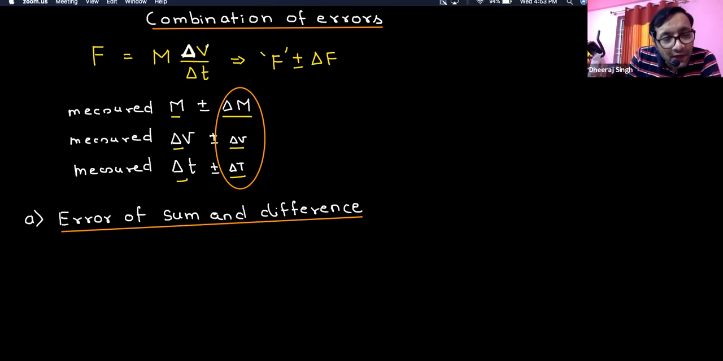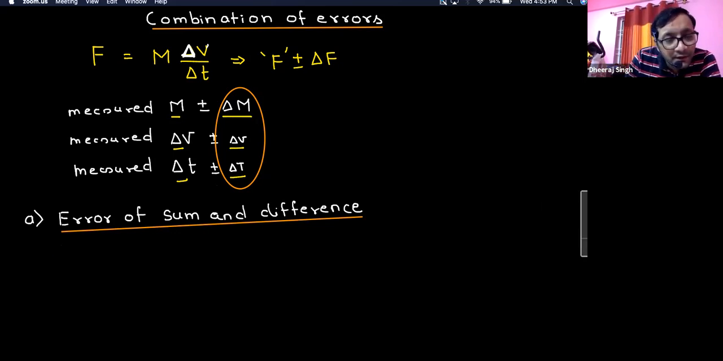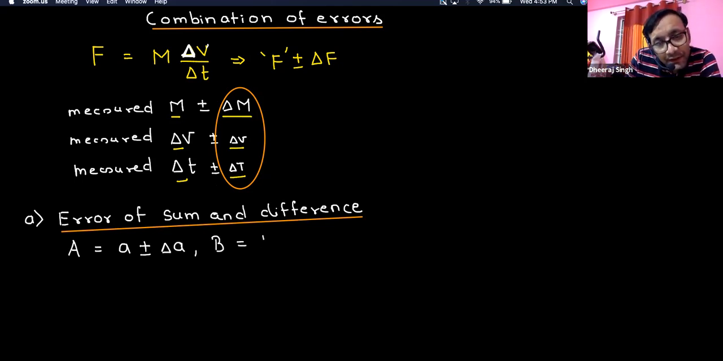So suppose I have a value of A. Capital A is small a plus minus delta A. Capital B is small b plus minus delta B. Now I need to find out Y, which is equal to the sum of A and B.